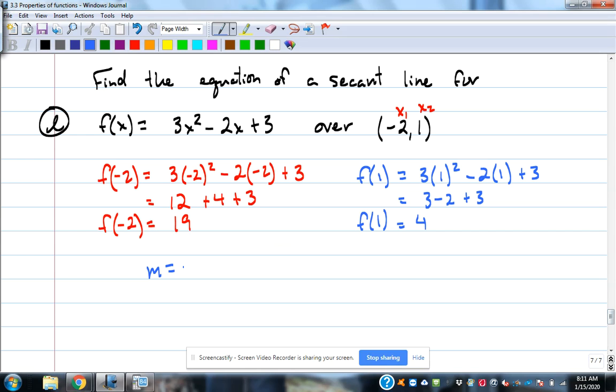Then we find our slope. 19 minus 4 over negative 2 minus 1. 15 over negative 3, just negative 5. Just using the slope formula there. And it doesn't matter which one you call y2 and x2, and x1 and y1. It doesn't matter because as long as it's in the right order, the 19 and the negative 2 are together, and the 4 and the 1 are together.